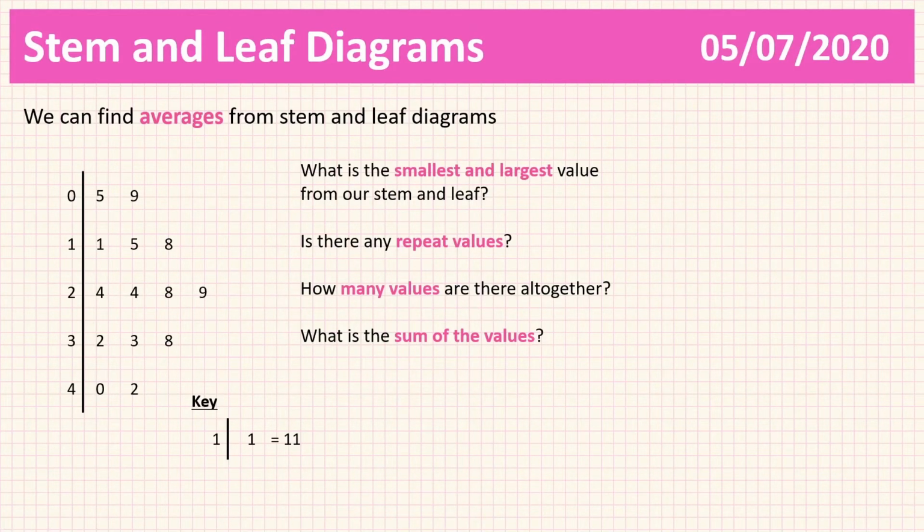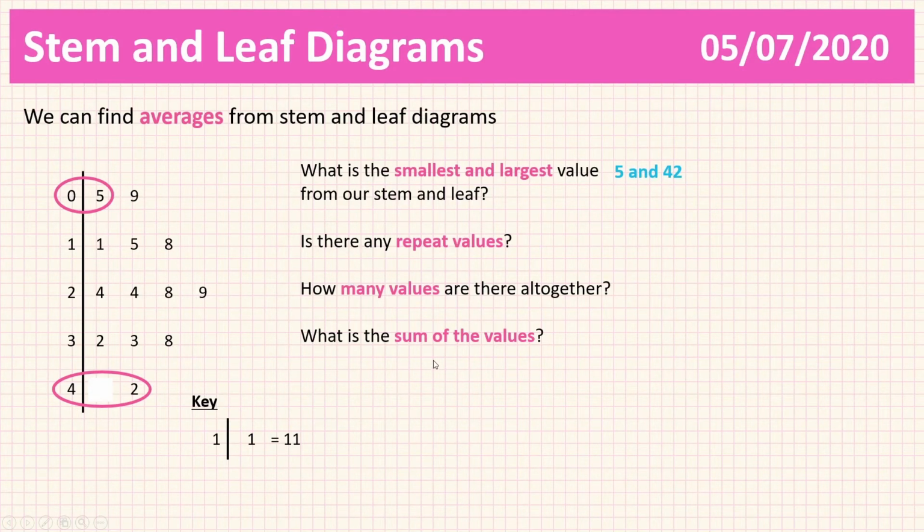Okay, so let's try and answer these questions. Trying to find the smallest and the largest values. Our smallest value is going to be on our first row of numbers, and it's going to be the first number there. So that's 0, 5. Our largest value is going to be on the bottom row, and it's going to be 4, and the last number in that row, which is 2. So that's 42, because we're using our key to work out what it is. 0, 5 gives us 5, 4 and 2 give us 42, so our answer is 5 and 42.